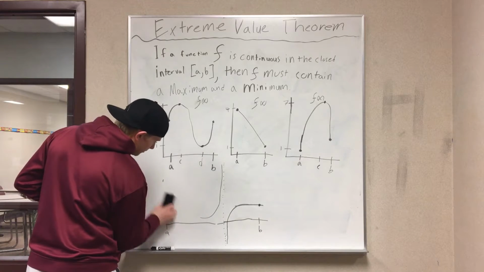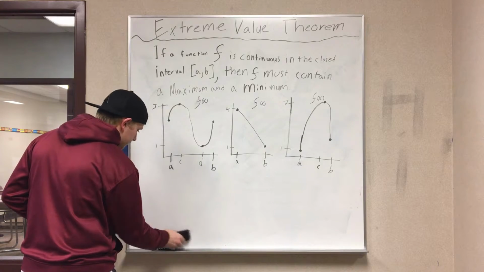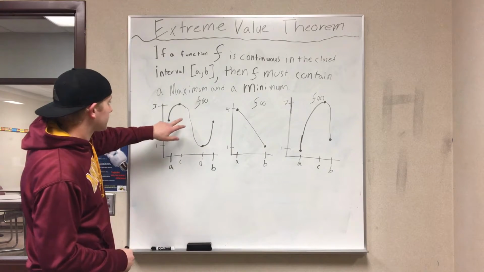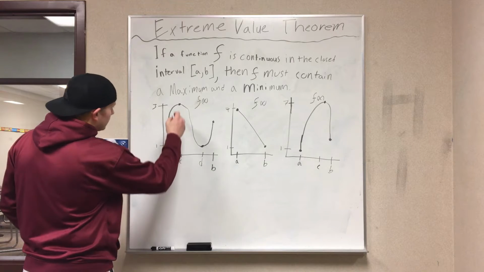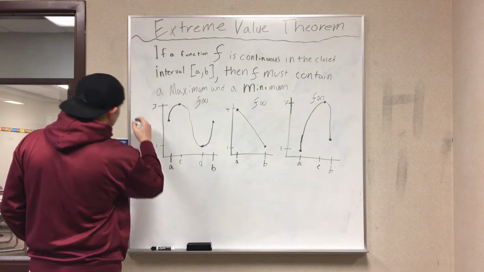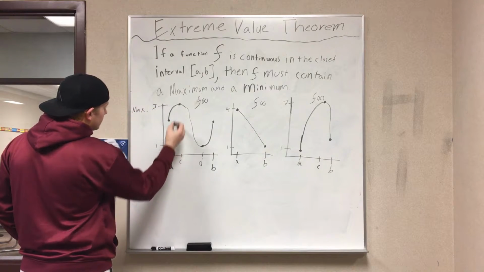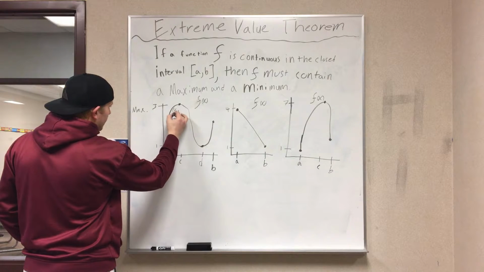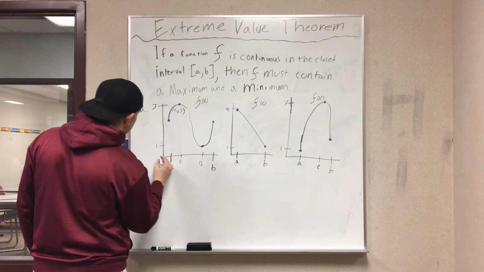Going on to the first example, f of x gives you the function of the graph that looks like so. From the interval a to b, the maximum is at point C and the minimum is at point D, giving you a maximum coordinate at C of 3 and a minimum coordinate at D of 1.